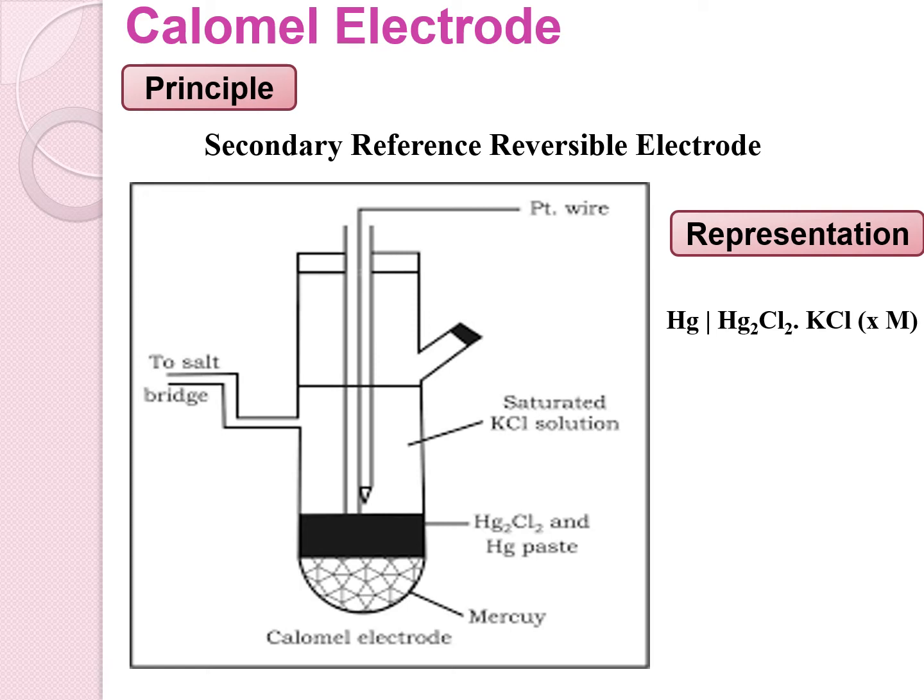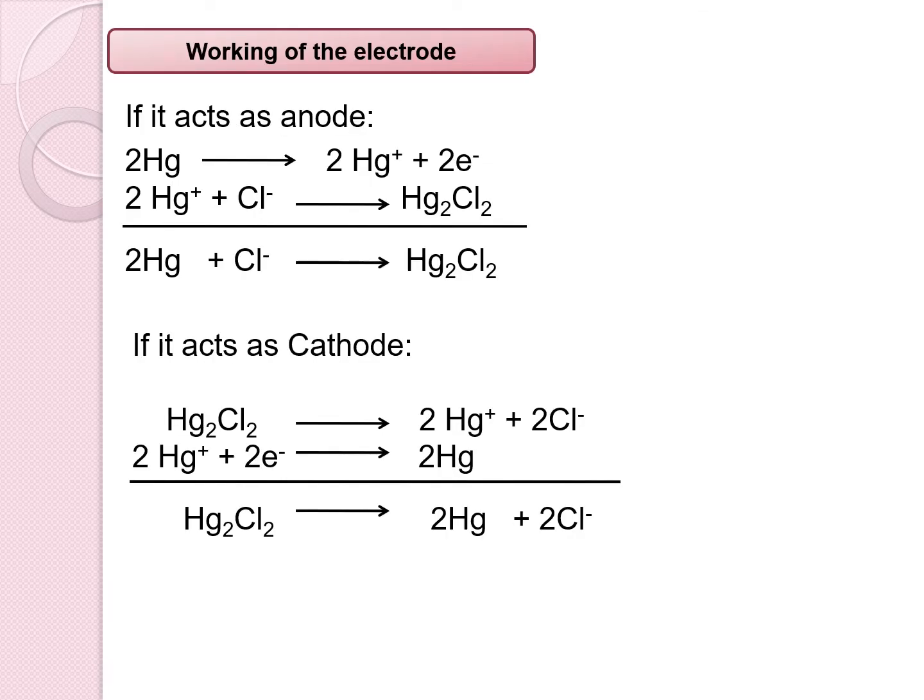Now let us see the working of this calomel electrode. As I said, this calomel electrode is a reversible electrode, means it can act as an anode or as a cathode. Now suppose it is acting as an anode.